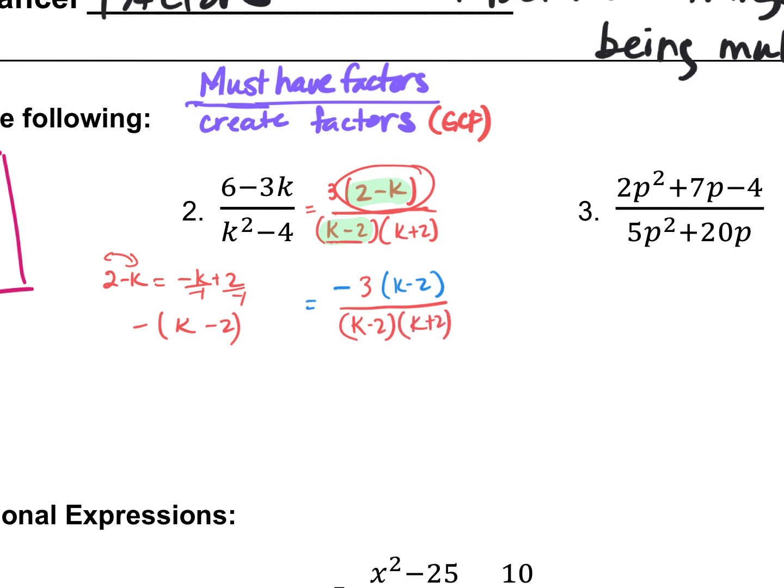Okay, now I do have something the same. I have this the same and this the same. So now I can just put negative 3 on top, k plus 2. Okay, and there's your solution. There it is, simplified.